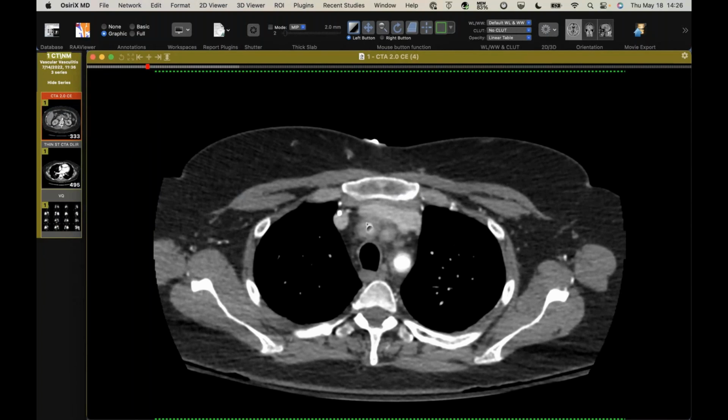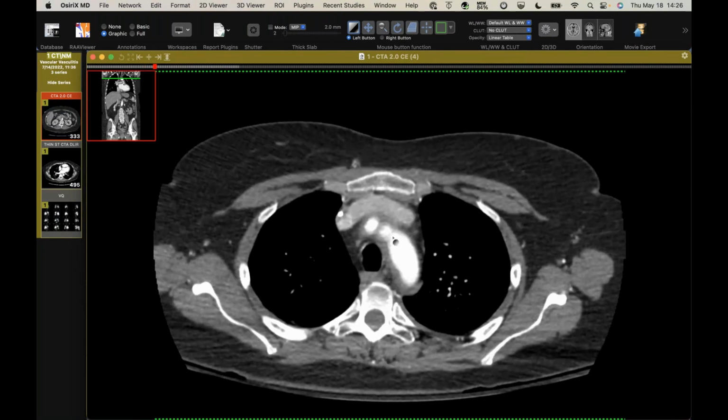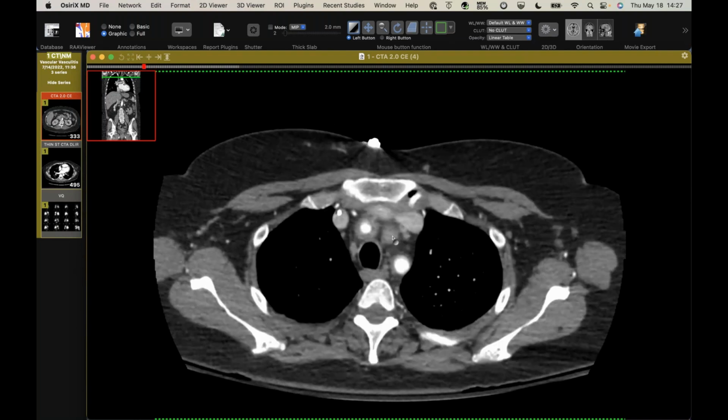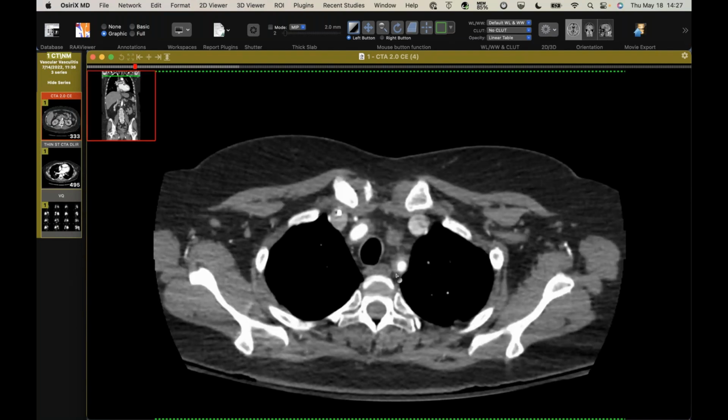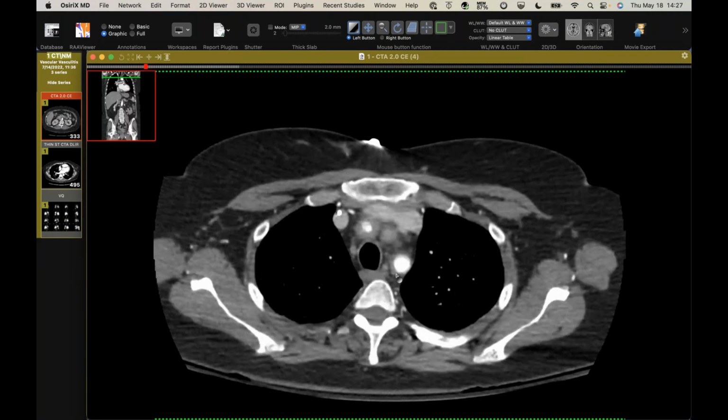So we can see the right brachiocephalic is very thickened with a narrow lumen. Same with the left common carotid. We don't even see really any contrast there. It kind of fades out. And then the left subclavian artery is also thickened. So this looks like large vessel disease.